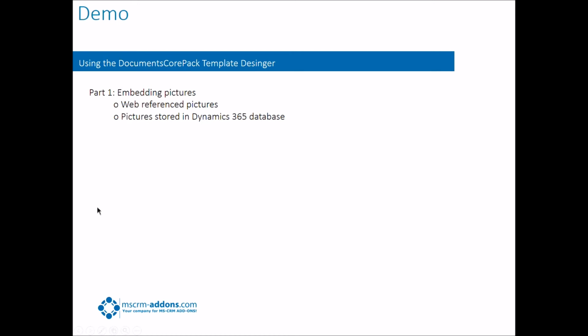The first thing we're going to show is embedding pictures. We're going to have our web reference pictures, and then also show you the pictures stored in the Dynamics 365 database, like in an annotation field or an entity image. The next thing we're going to show you is how to embed documents, and these are just static documents, like the product spec sheet we're using, just as you would attach it to your document when you're generating it.